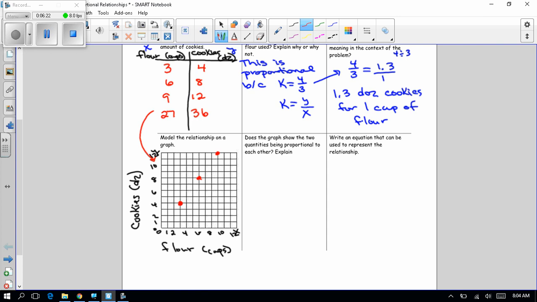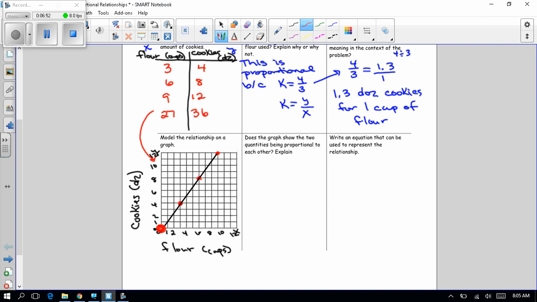If I take my handy dandy straight edge from around my neck or a piece of paper or a ruler and I decide to connect these, right? If I connect these with a straight edge, it does seem to line up, doesn't it? And not only does it line up, but it also goes through 0, 0. That's kind of nice. And it makes sense to me. If I have 0 cups of flour, I have 0 dozen cookies.